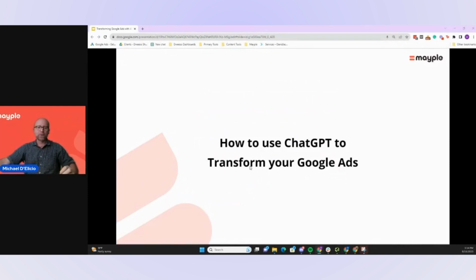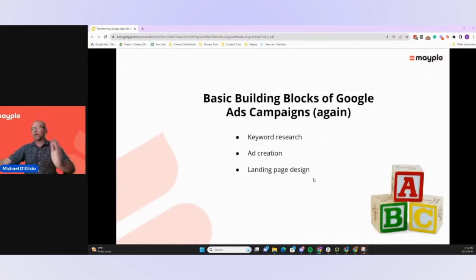Okay, so with that background, let's go into the meat of the presentation, which is how to use ChatGPT with Google Ads to make it more powerful, easier to use, and hopefully more profitable. So again, going back to the earlier slide of the three main building blocks of keyword research, ad creation, and landing page design.